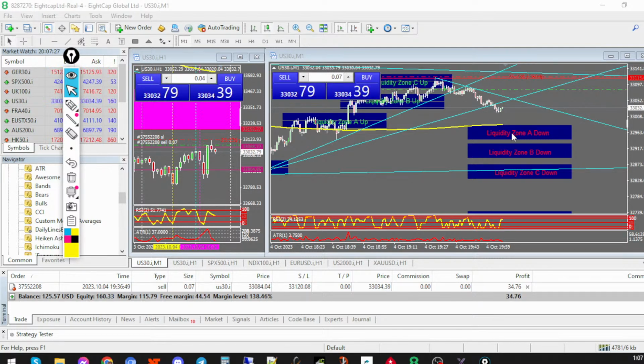Let's see if we get to the A zone. We have one red bar already to the downside, and we're in our second hour of selling. So let's see if this second hour of selling becomes stronger.